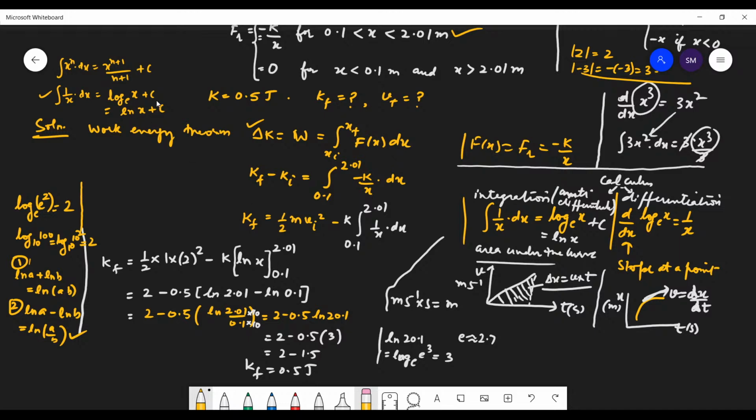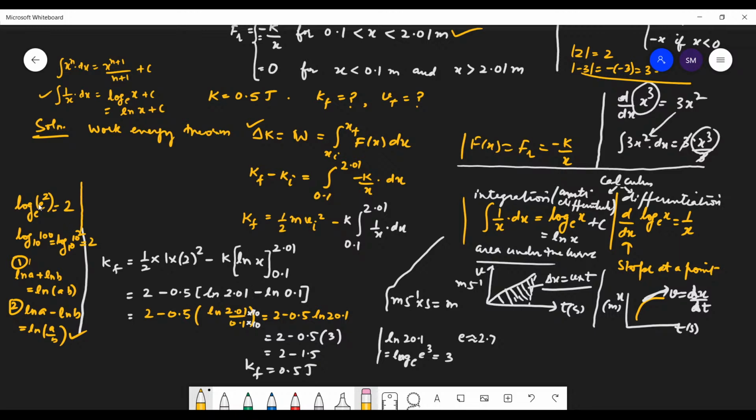But here we need not write c. Why? Because this is a definite integral, limits are given. If no limit is given, then only we will write the constant of integration, but here the limits are given, so we will write the limits here, and then put the final value of x minus the initial value of x. So that's how we solve it.